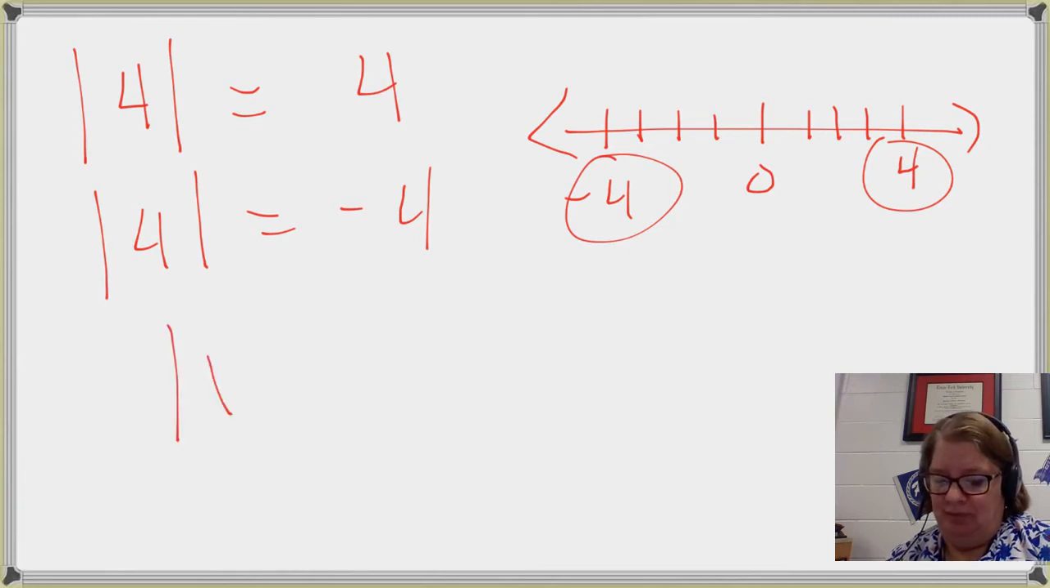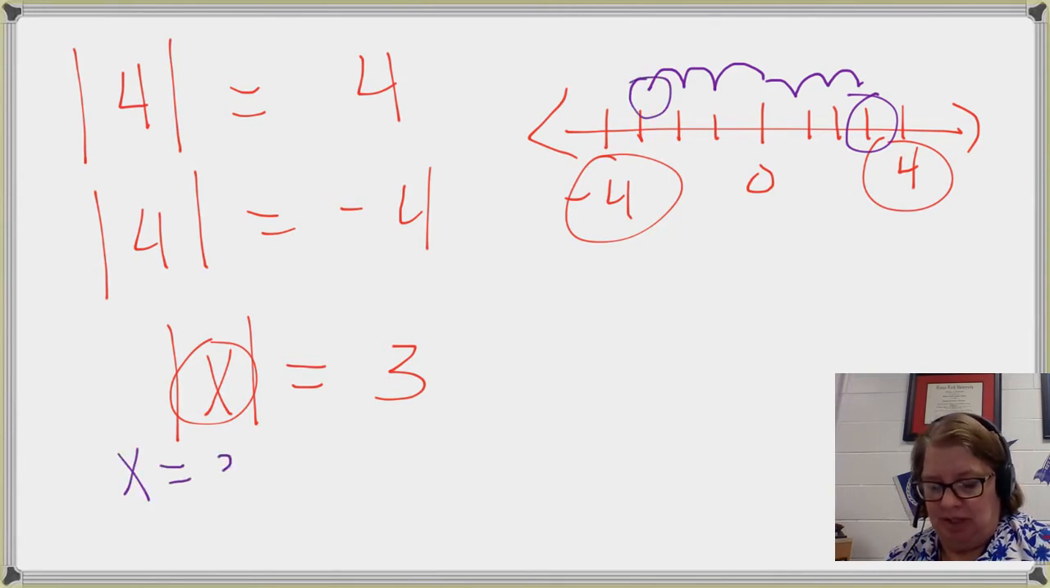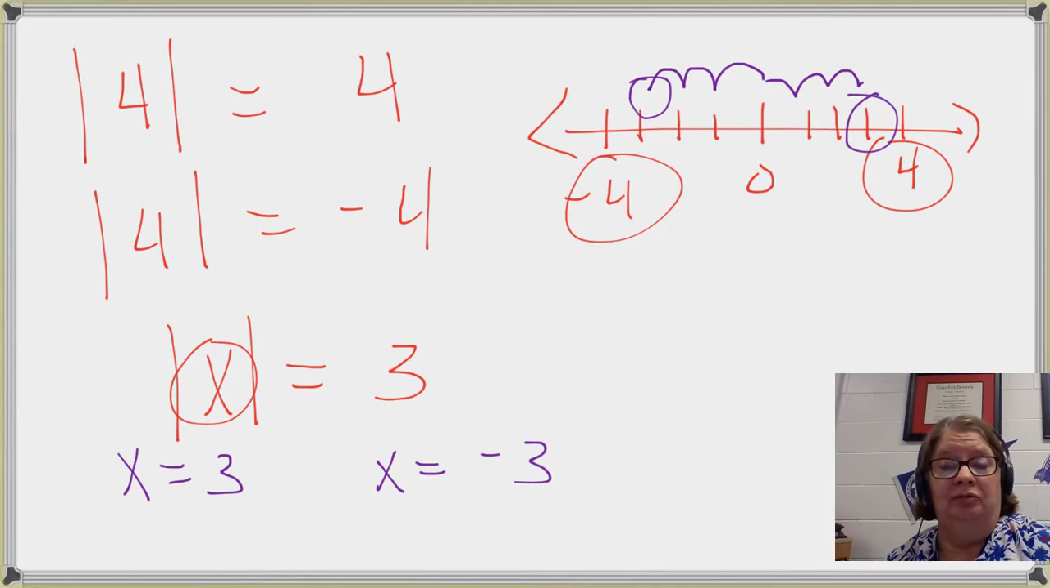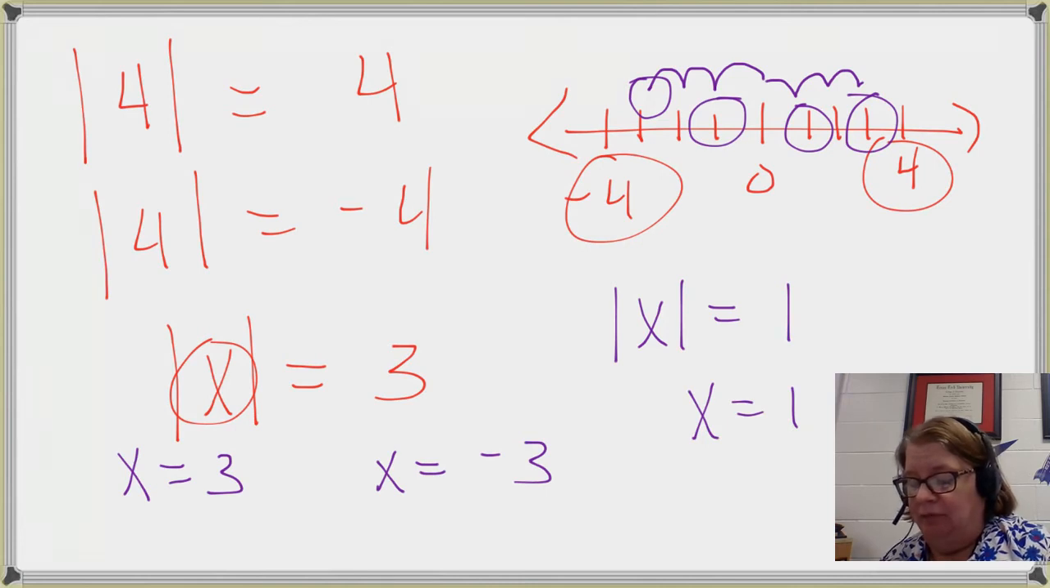Okay, so if I have the absolute value of x equals 3, what can I put in here that would be 3 units away from 0? If I start from the 0 and I go 1, 2, 3, but I can also go this way and go 1, 2, 3, right? So x might be 3, or x might also be negative 3, because both of those numbers are 3 units from 0. If I had absolute value of x equals 1, this number is 1 unit away, and this number is 1 unit away. So x might be 1, or x might be negative 1.